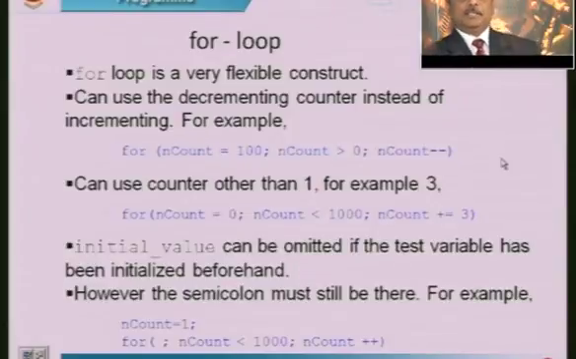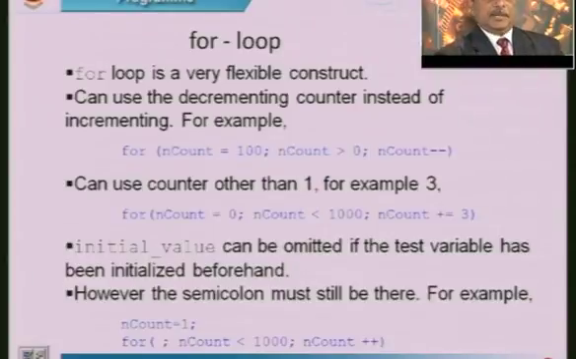So this is the for statement you are using for many purposes. You have to understand the many requirements in the for loop. For loop is a very flexible construct. It can also be used for decrementing the counter instead of incrementing. I think in the previous example, to find the factorial, you used decrement instead of incrementing. So observe, for n count equal to 100 semicolon, n count greater than 0, n count minus minus. Each time the variable n count is decremented by 1 until it becomes 0. This process repeats. This is an example of decrementing.